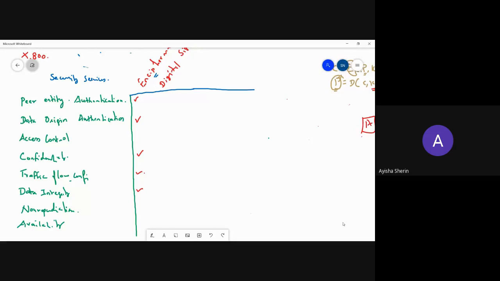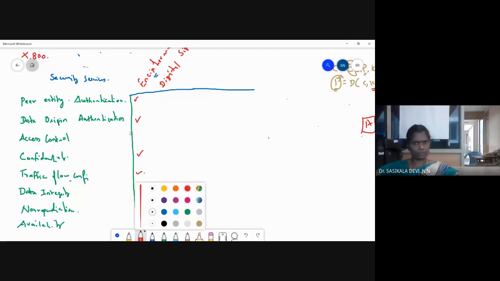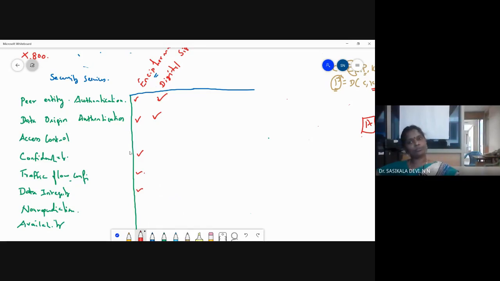Data origin authentication. Good. Authentication. So not only data origin authentication, it also provides peer entity authentication. Both. Will it provide access control? Digital signature, will it provide access control? Signing and verification alone is available. Will it provide access control? Will it provide confidentiality?